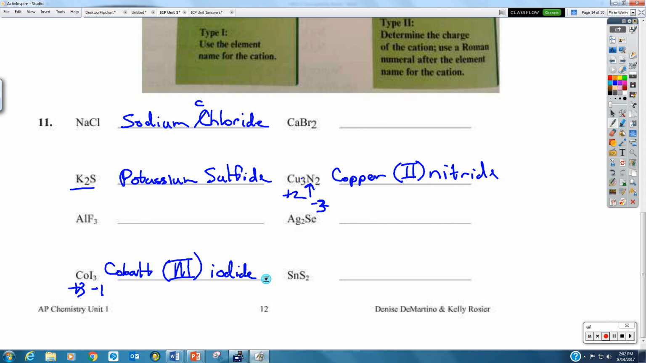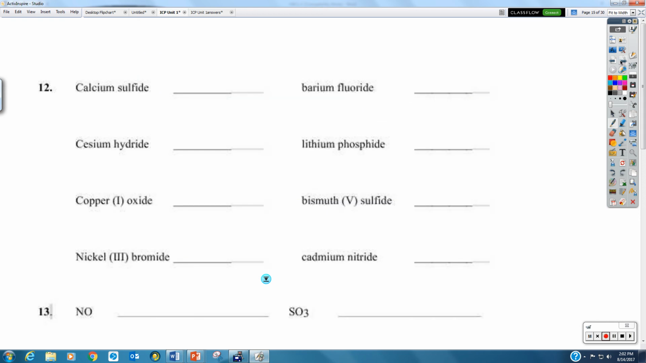All right, moving on. Looking at number 12. Number 12 is more ionics. It's just going the opposite way. So calcium sulfide. We just have to look up their common charges. What's calcium's normal charge? +2. Sulfur is normally a -2. So what is our formula going to be on this one?